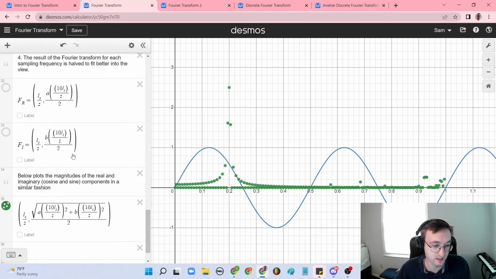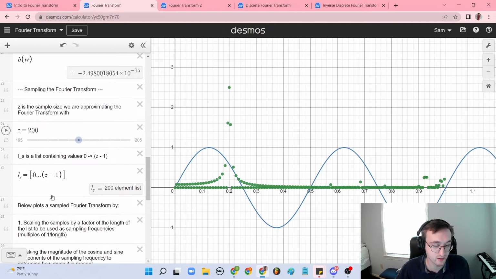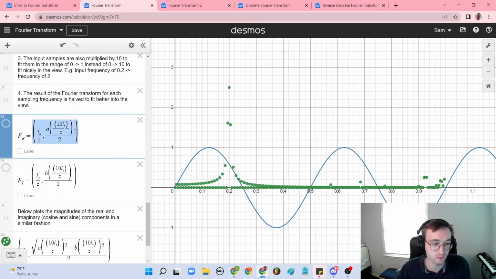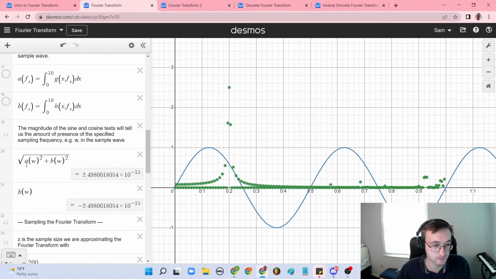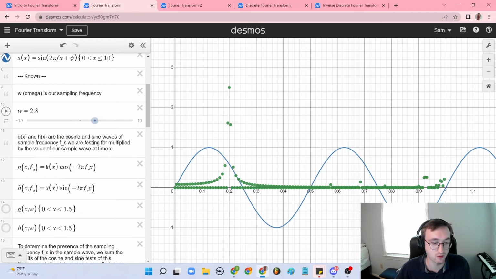So a lot of this you went over, but again, here's an example, and here are the Fourier transforms. Again, it's just the sum of all values of the sample wave and the product of the cosine and sine waves. And just to reiterate again, the reason we use both cosine and sine waves is because once we have two different waves of different phases, then we can get rid of special cases when the waves cancel out.